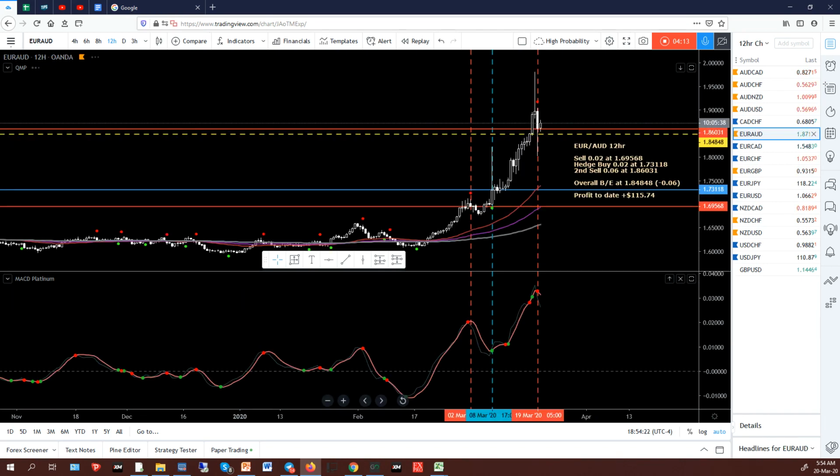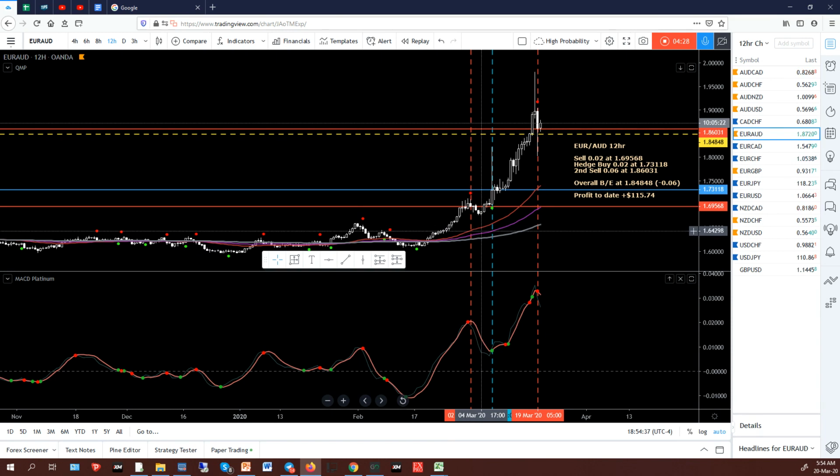Euro Aus, took a sell trade this morning. It's my third sell. So I took a sell here. See the MACD Platinum's above the zero level? There's a zero level there. So it's crossed there. So I took a sell there.